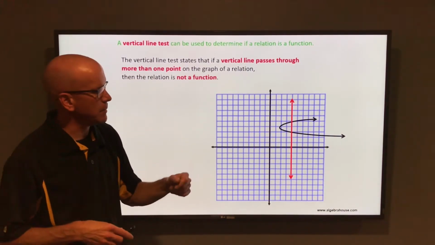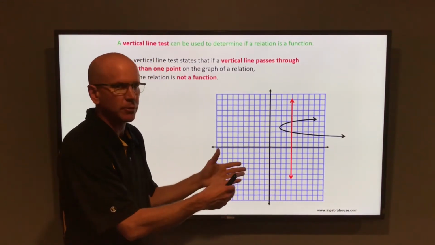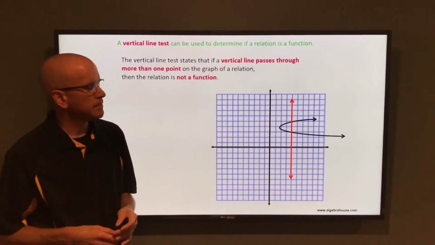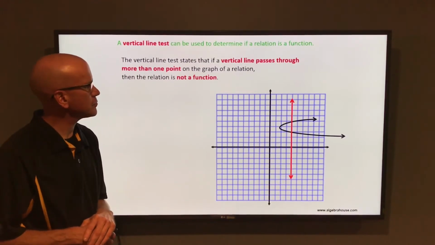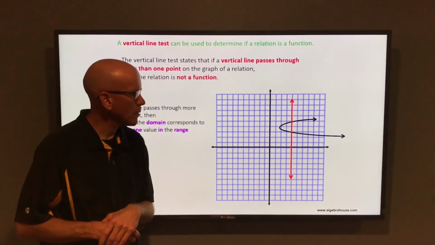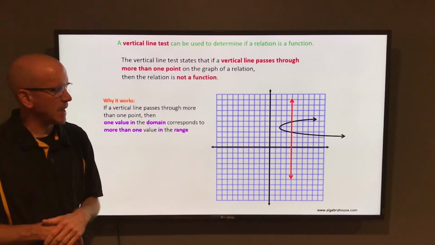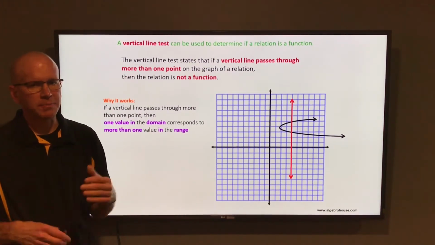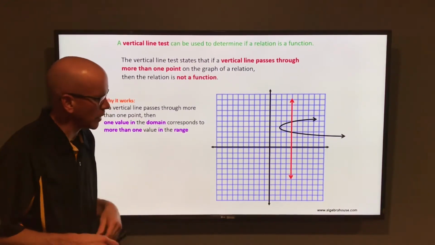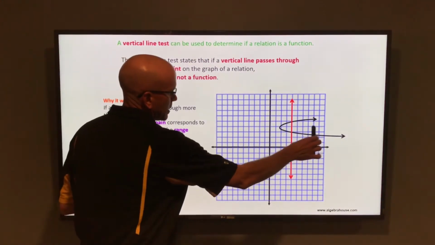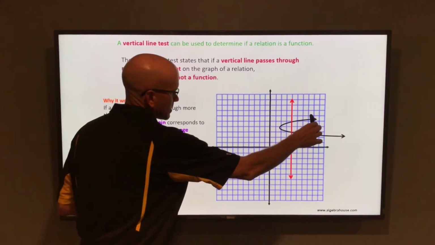Remember, if it's not a function, that means you have an x value that matches up with or points to two different y values. And in this particular graph, you have several of them. So if you have an x value that has two different y values, it's not a function. So each value of the domain must have exactly one value of the range it's matching up with, or each input must have exactly one output. And like I said, this particular graph has several situations where an x value has more than one y value.